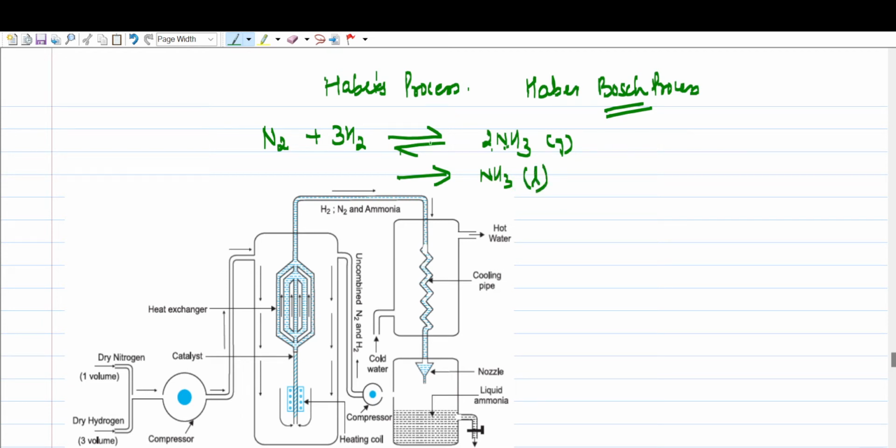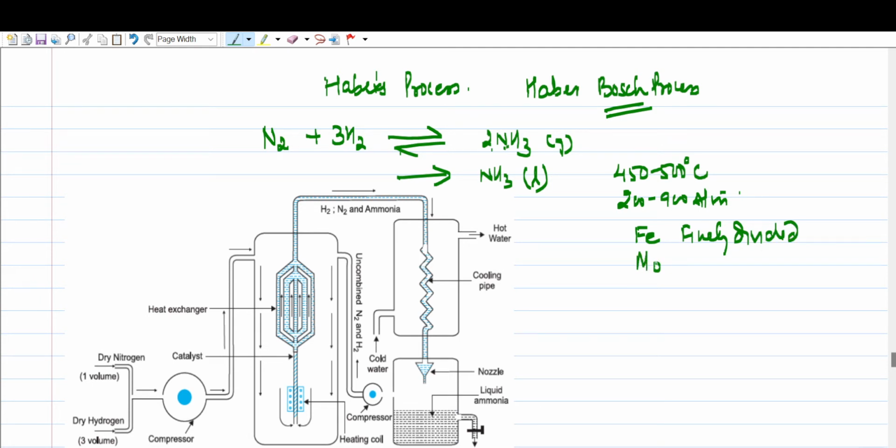Okay. Now the conditions are, the temperature over here is 450 to 500 degrees centigrade. Pressure is 200 to 900 atmospheres. It depends upon the plant, right? The capacity of the plant. Then the catalyst is finely divided iron. Okay. And the promoter is molybdenum.